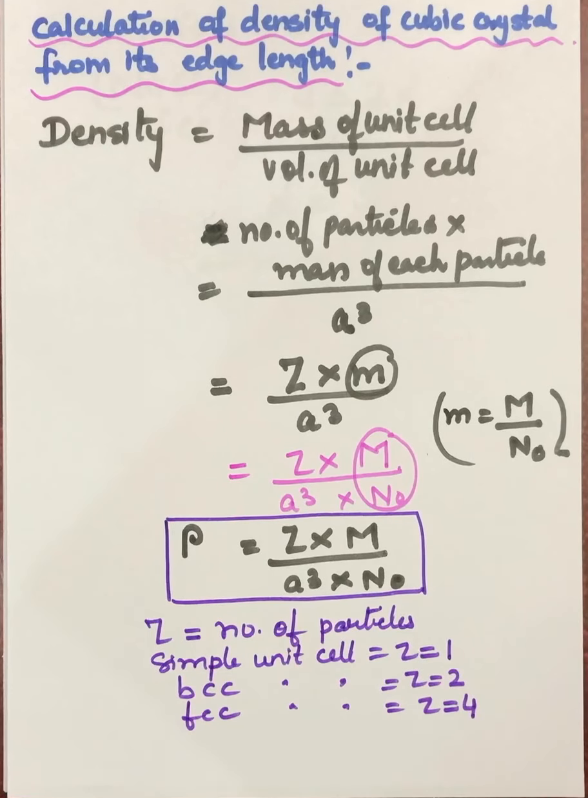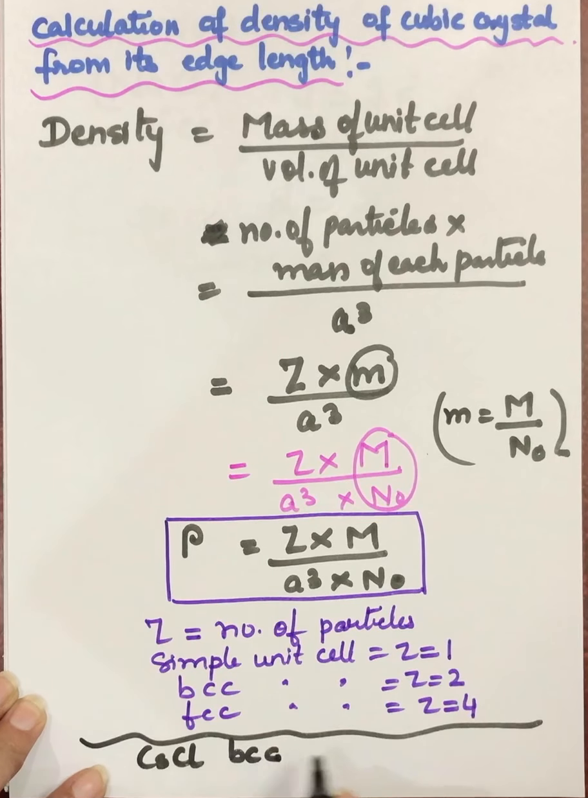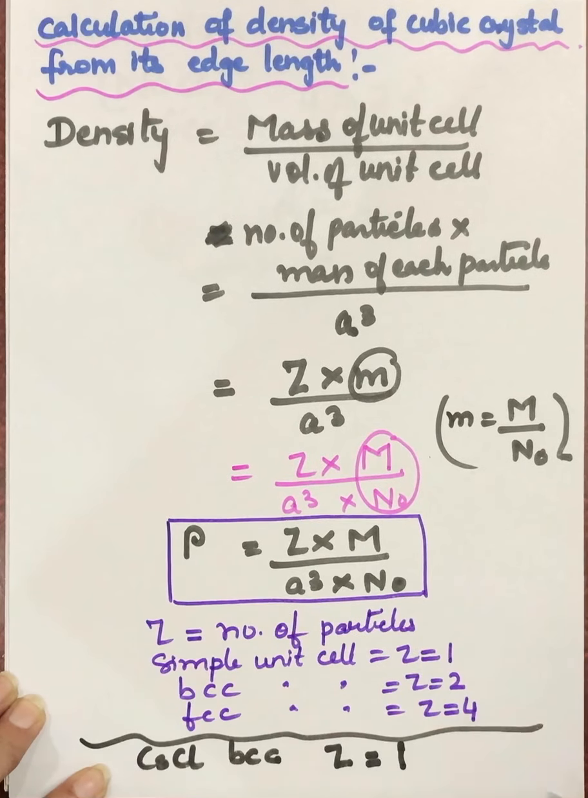Again, here we have one exception that we should know. Cesium chloride crystal, this is BCC. But we will learn Z value for this is 1 and not 2. So, using this formula, we can find out the density of the unit cells. And in the next video, we will do some numericals based on the density of unit cells. So this is about a topic.